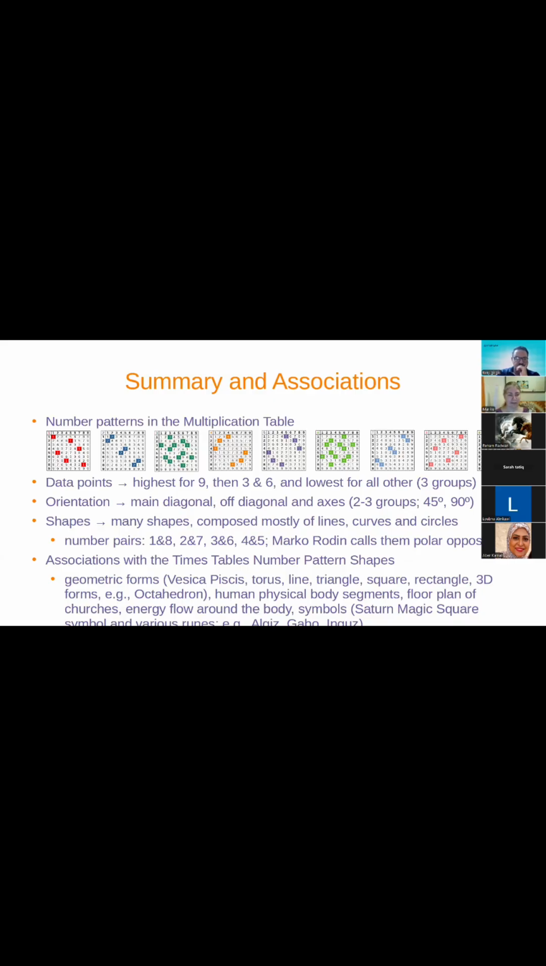We have looked at the data points. The 9 is the highest, 3 and 5 follow, and then the lowest are all other number patterns. We obtained 3 groups. Through orientation, we have discovered that some patterns align along the main diagonal, some align along the off diagonal, and only pattern 9 can be seen to align with the axis, when you look at it from a visual perspective.